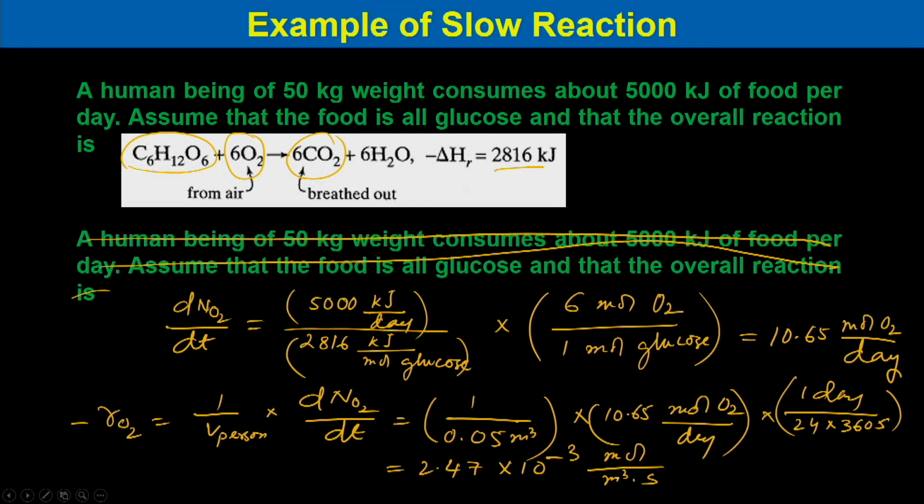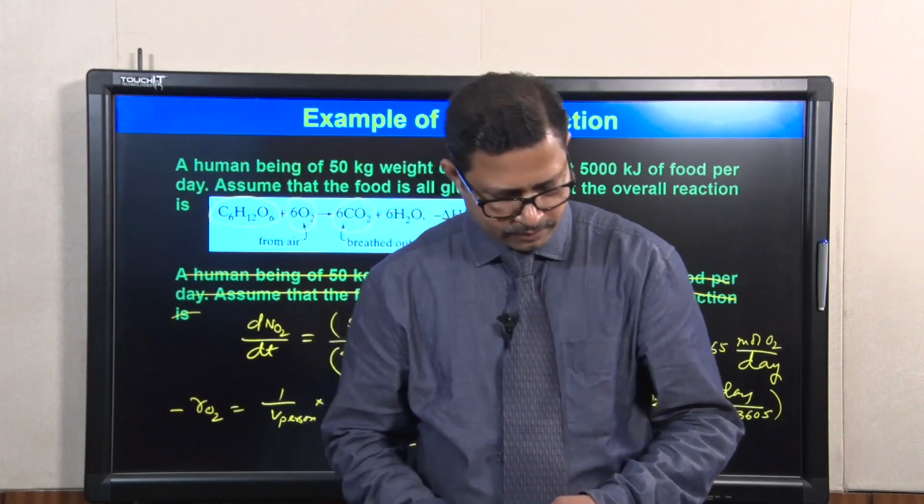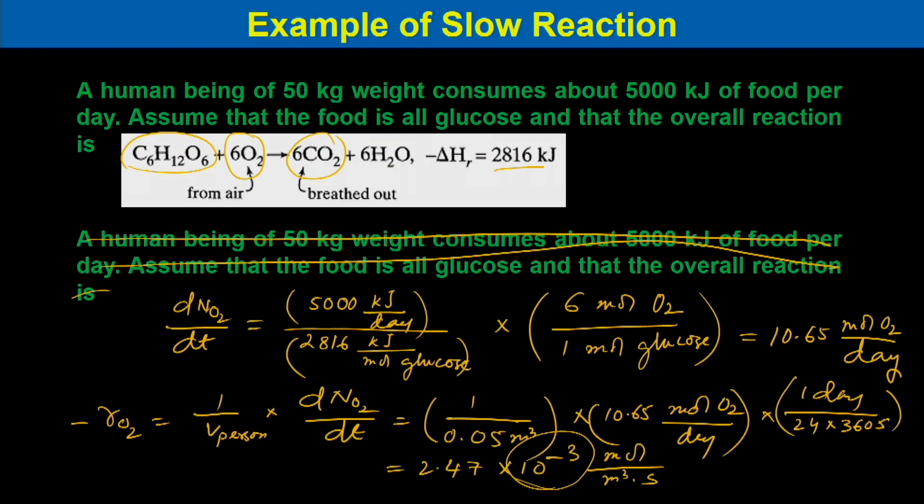So, you could see that the rate of reaction is of the order of 10 to the power minus 3. So, this is a slow reaction, an example of slow reactions, which is happening in the human consumption of food in a human being. So, these examples show that slow and fast reactions happen at different speeds.